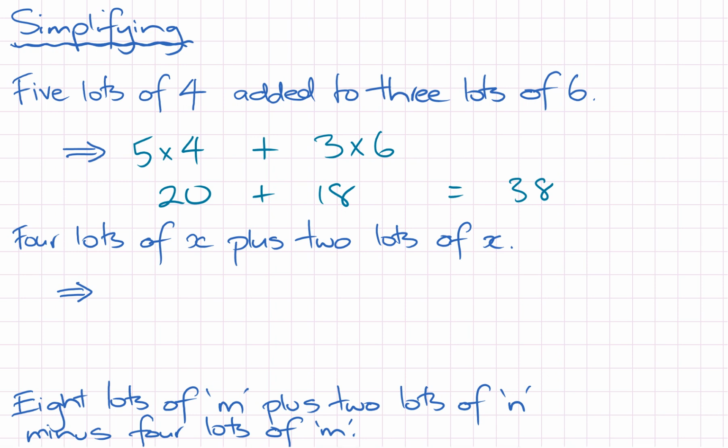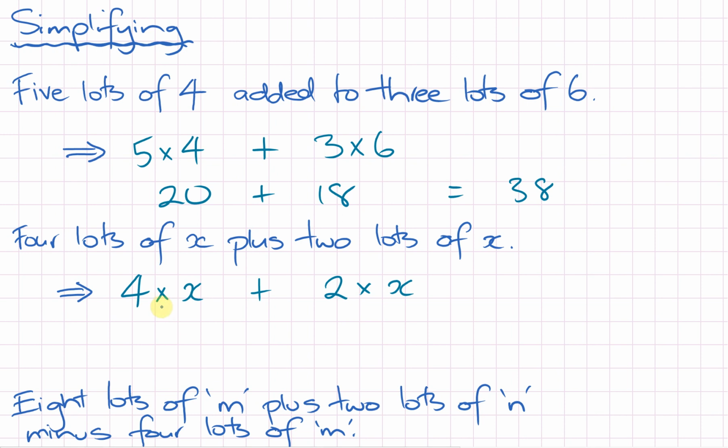So when we come to algebra, with algebra, we have some numbers that are unknown. So we don't know these numbers. But we can still apply the same sort of concept. So this second example, it says we've got 4 lots of x. That means we've got 4 times x. So 4 lots of x plus 2 lots of x. So 2 times x. We don't know what x is, so we just have to leave that as is.